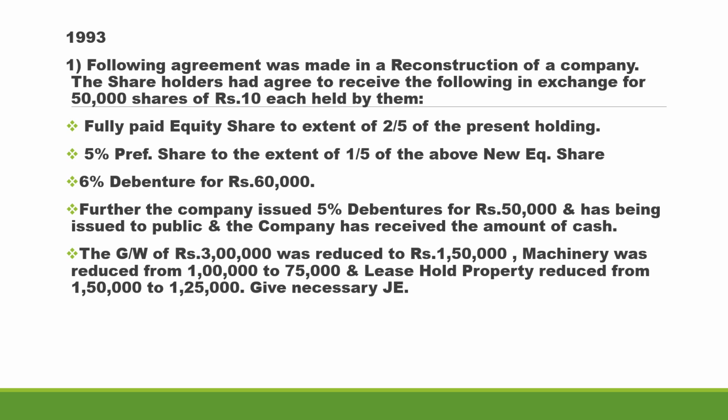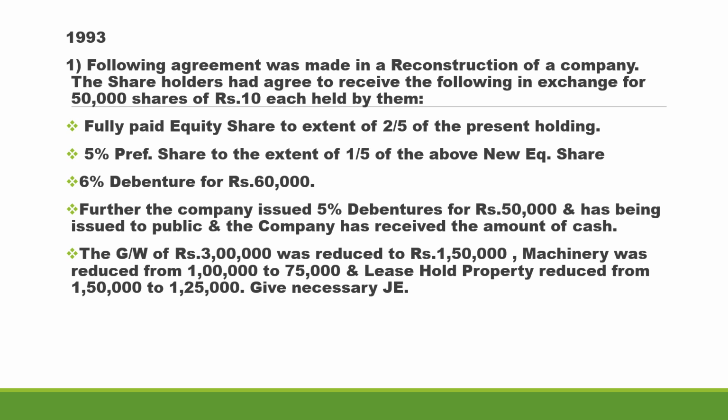6% debenture for 60,000. So one old equity share is exchanged to new equity share 2 lakh, new preference share 40,000, new debenture 60,000. Total you get 3 lakh. Then capital reduction will be 2 lakh.